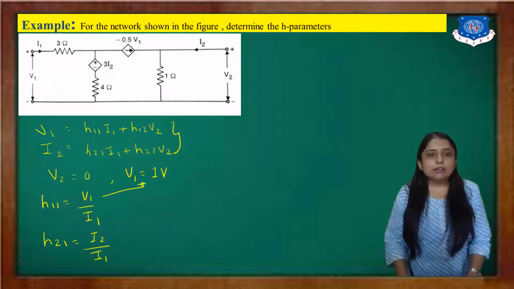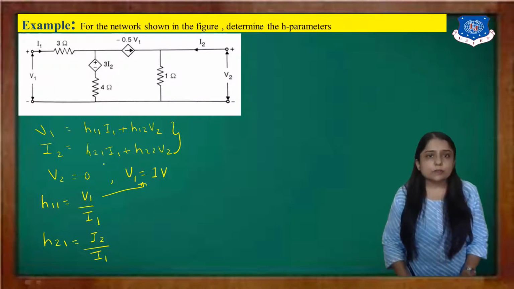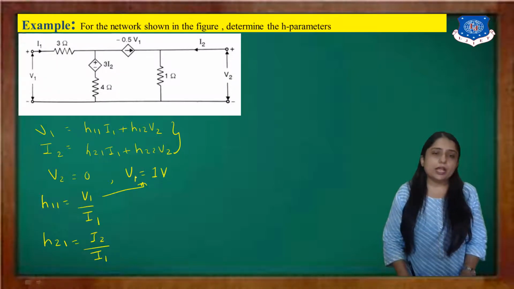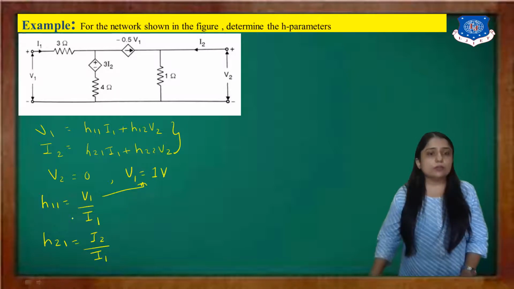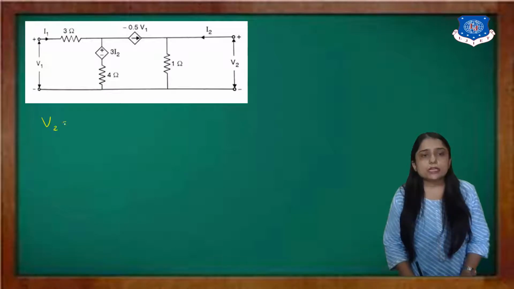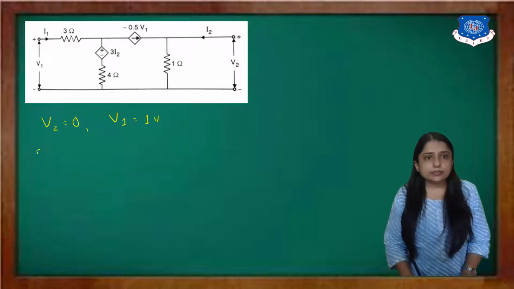See, already I have the value of V1. That means when I draw the network, in that network I consider V2 equal to 0 and V1 equal to 1 volt, and then I want to find out these two values. Let's consider V2 equal to 0 and my V1 equal to 1 volt. So here again we will draw a diagram.